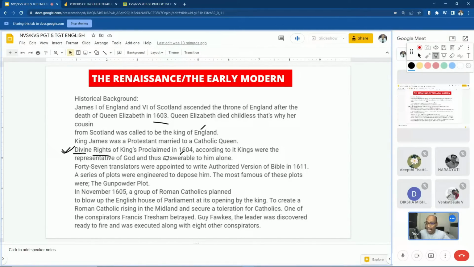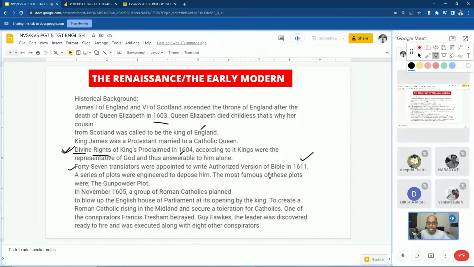And then 47 translators were appointed to write the Authorized Version of the Bible, and that was published in 1611. A series of plots were engineered to depose him. So there were so many conspiracies. The Gunpowder Conspiracy was one of the famous conspiracies where Catholics wanted to kill James I of England, because he was a Protestant and Catholics were against this Protestant king.